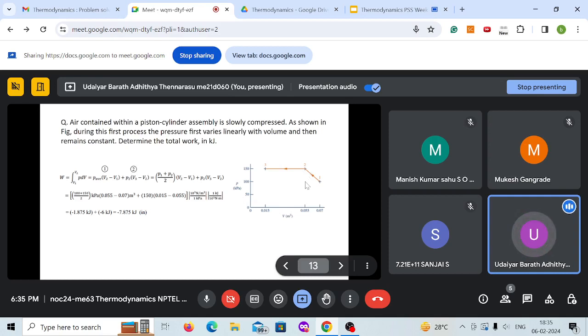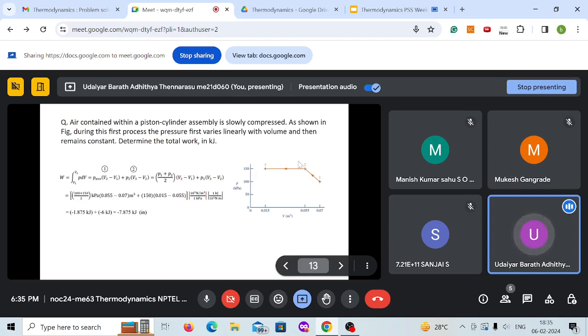So that, and also the bottom one will be your pressure 1 into change in the volume. So the other way of writing the whole expression for the linear process 1 to 2, including that triangle and rectangle, is P1 plus P2 by 2 into V2 minus V1. If you add these two areas, this is the expression which you will get.